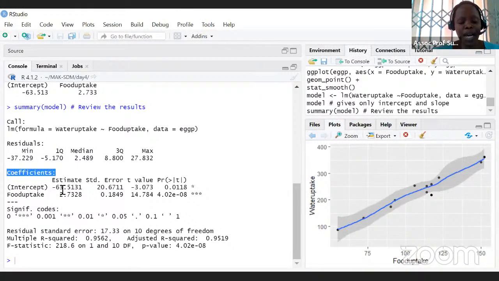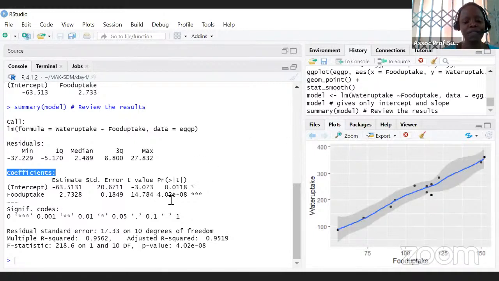Then we are testing the hypothesis that there is no linear relationship between food uptake and water uptake. And the alternative is that there is a linear relationship between water uptake and food uptake. So then, how do we test that hypothesis? We look at the p-value corresponding to food uptake. It's the one corresponding to the slope. In case there is no relationship, then we are going to get a straight line model. The straight line model is where we don't have the slope. So if the slope is equal to 0, we have a straight line.